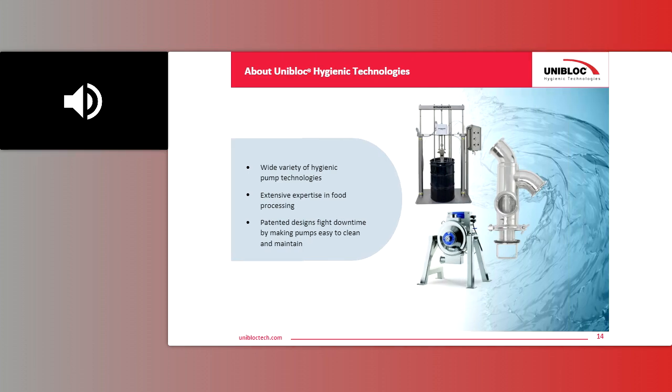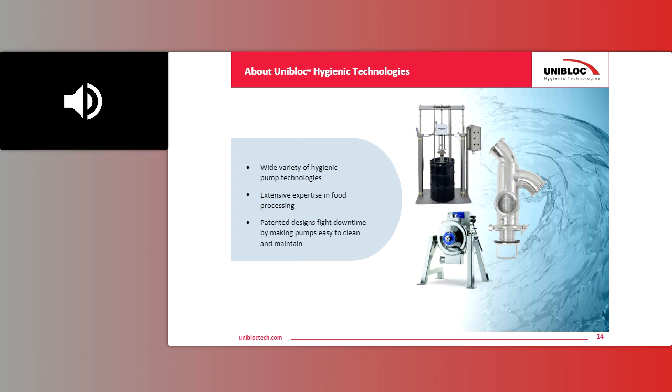So just to summarize, Uniblock, the company I work for currently, has a wide variety of hygienic pump technologies, from AODD pumps to drum unloading pumps, progressive cavity pumps for drum unloaders, and centrifugal pumps for drum unloading. We also do rotary lobe pumps and gear pumps. We've had a lot of experience and history within the food industry. The company's always been a hygienic equipment and pump supplier and manufacturer, so we have extensive experience in this industry.